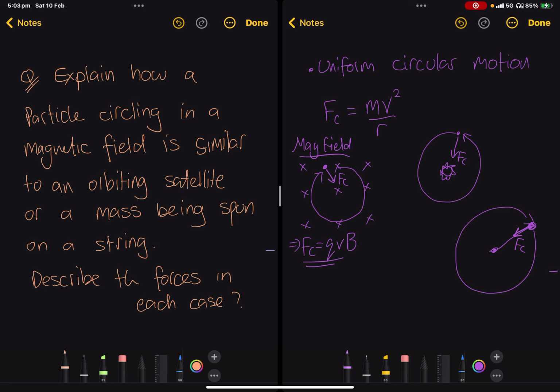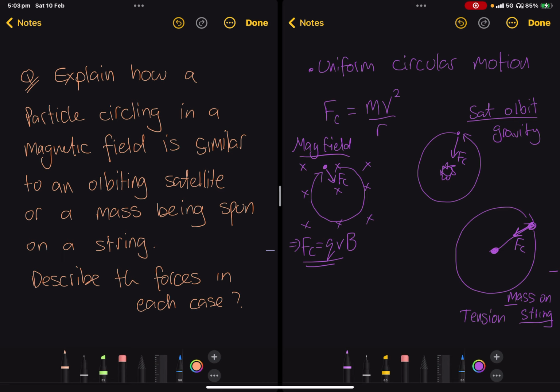In the case of the planet or satellite orbiting, this force is essentially provided by gravity. This is a case where gravity pulls the two objects towards each other while one is moving and it creates a uniform motion. And then in the case of the mass connected to the string, the centripetal force is provided by the tension. It's provided by the tension in the string, pulling the object towards the center and constantly rotating.